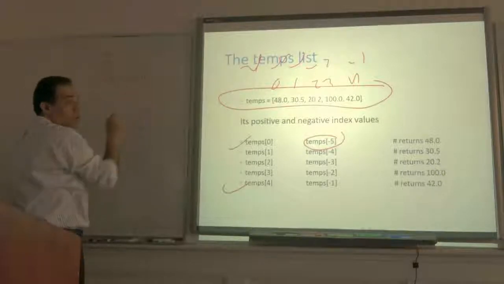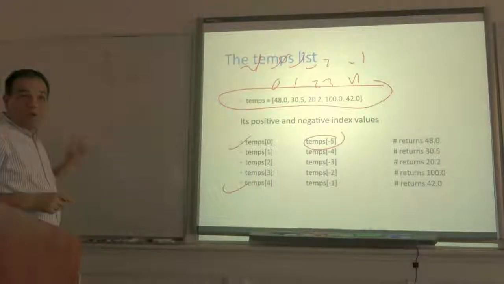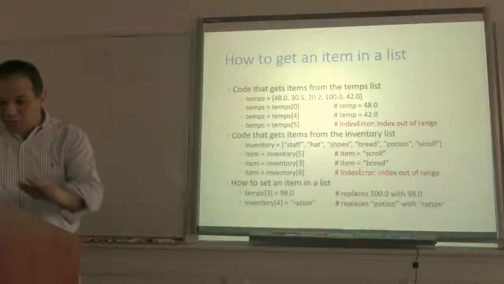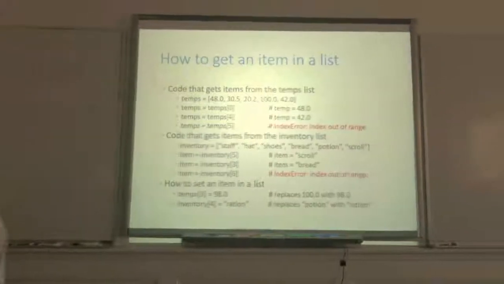3 or minus 2. All right? So it's very important to master this and understand how it works. All right, let's move on. How to get an item in the list.